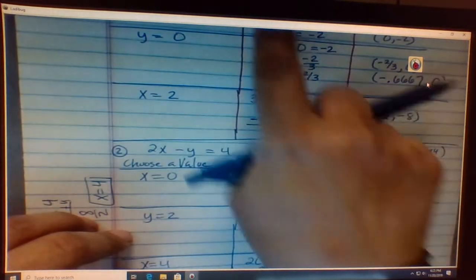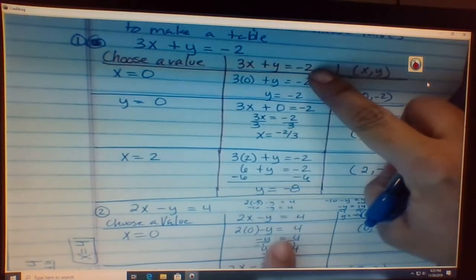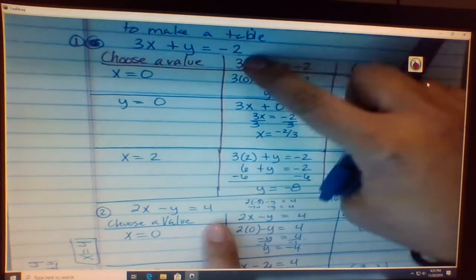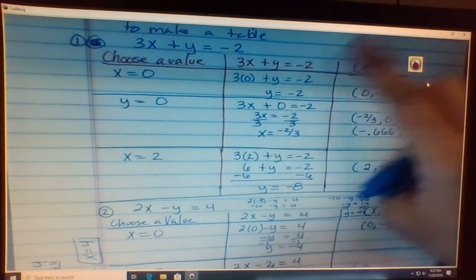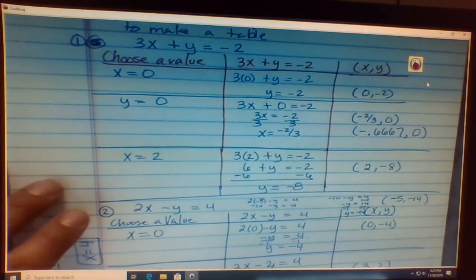Now, once again, how are these two equations written? We have xy equals a number, right? Yes? Now, the next ones are going to be different.